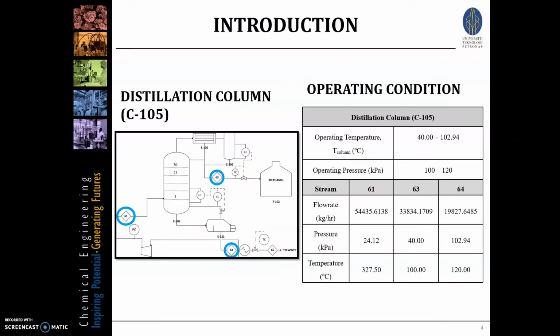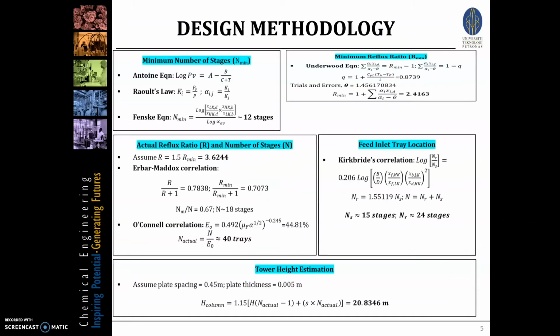The figure shows the distillation column C105 where stream 61 contains a mixture of methanol and water, stream 63 contains a high purity of methanol, and stream 64 contains mostly water. It is operating at a temperature range of 40 to 103 degrees Celsius and a pressure range of 100 to 120 kilopascal. Moving on to the design methodology, the number of stages of a distillation column is one of the most important aspects to be determined.